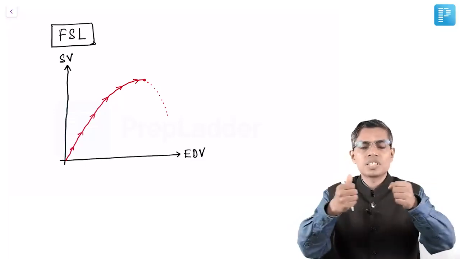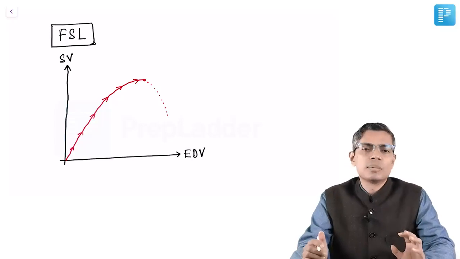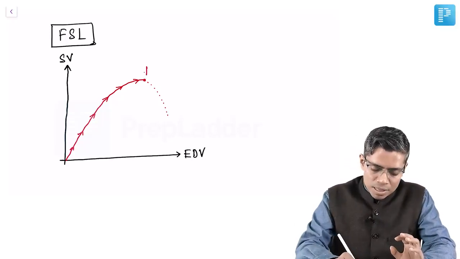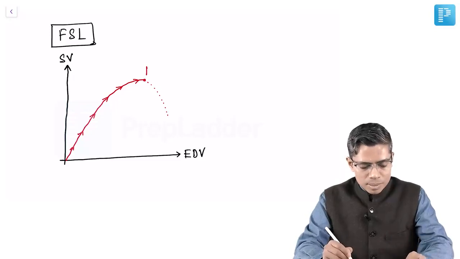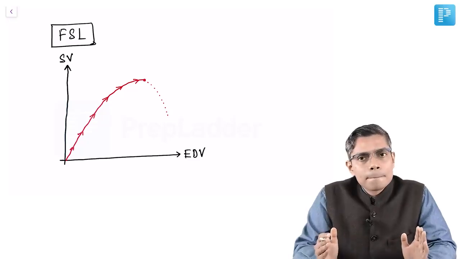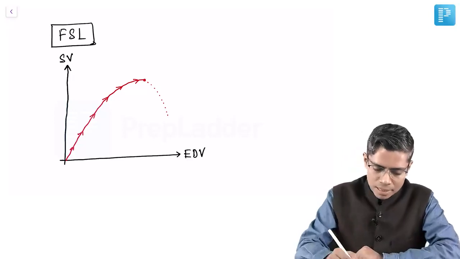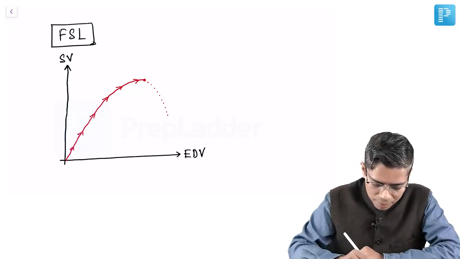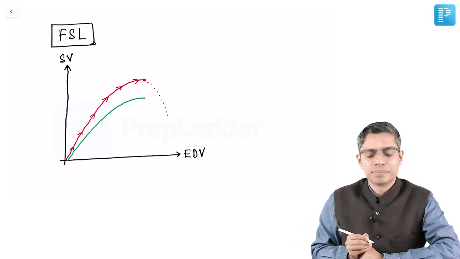But if you go on stretching and stretching the myocardium, ultimately there will be rupture of sarcomere at the molecular level, and that rupture is this physiological limit, right? So very simple thing is that more the end diastolic volume, more will be the stroke volume by the ventricle by Frank-Starling law.